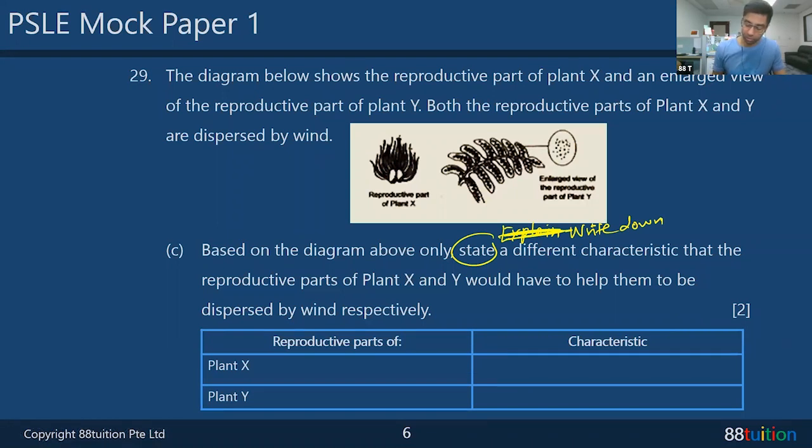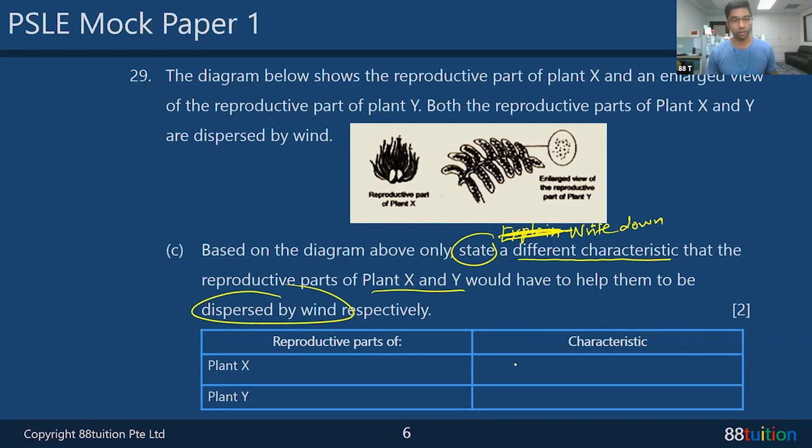Based on the diagram, state. So write down the different characteristics that reproductive plants X and Y have to help them disperse by wind. So obviously dispersed by wind must be light, must be feathery, must be small, right? So you can write, state, down. Okay, so plant X. Let's look at plant X.